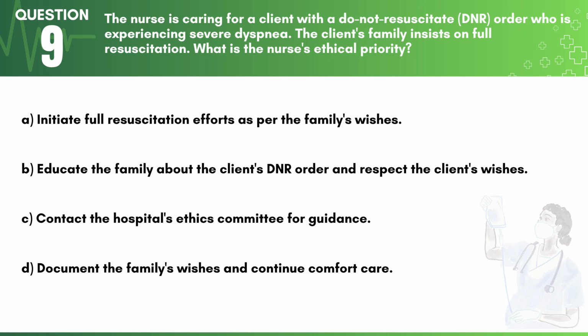Question 9. The nurse is caring for a client with a Do Not Resuscitate, DNR, order who is experiencing severe dyspnea. The client's family insists on full resuscitation. What is the nurse's ethical priority? A. Initiate full resuscitation efforts as per the family's wishes. B. Educate the family about the client's DNR order and respect the client's wishes. C. Contact the hospital's ethics committee for guidance. D. Document the family's wishes and continue comfort care.